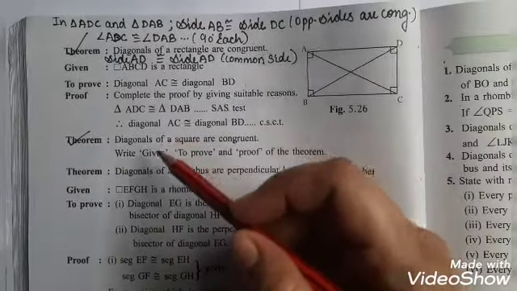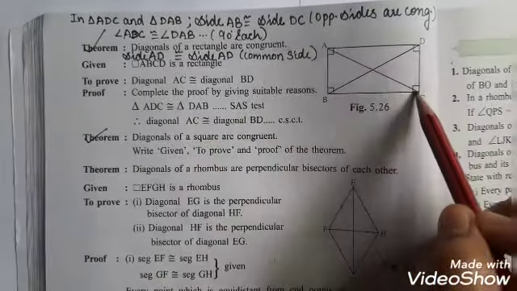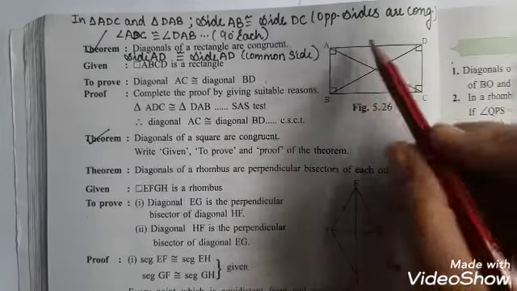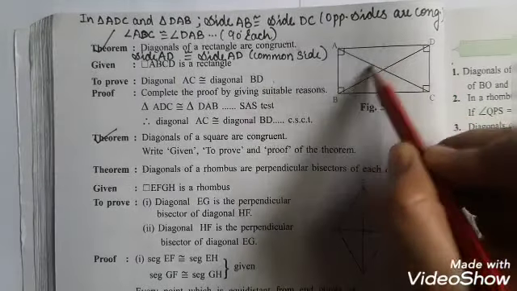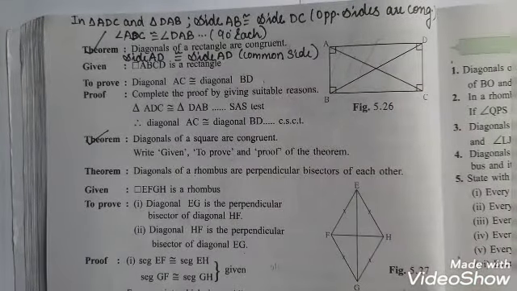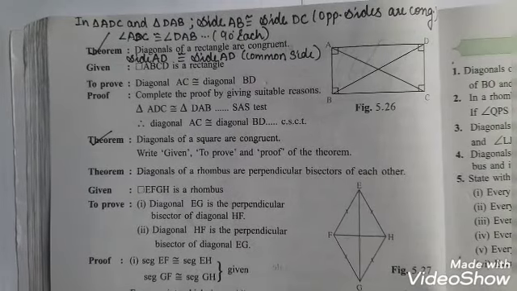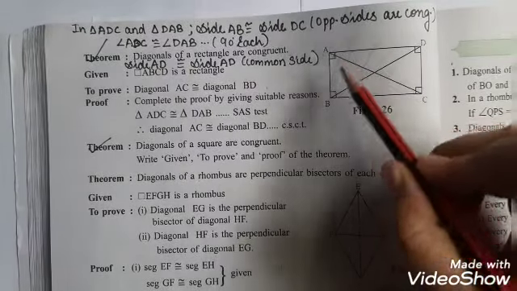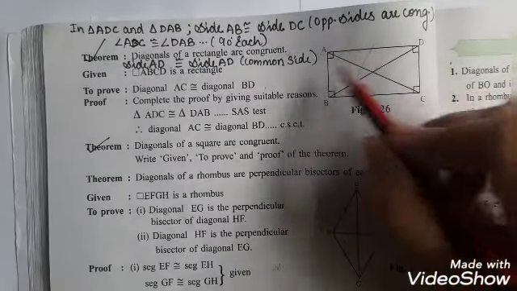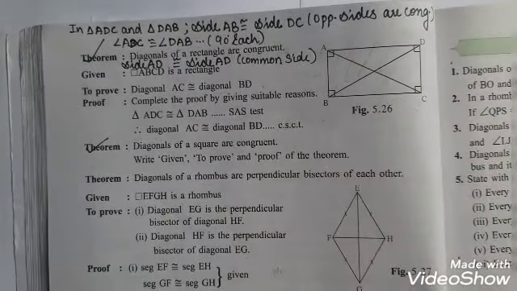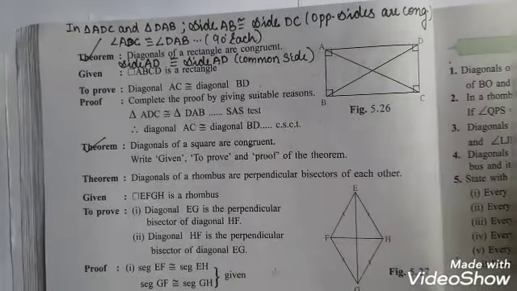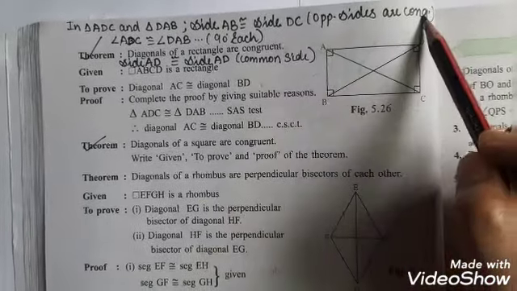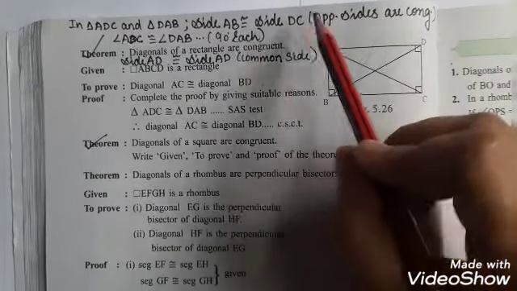So I take two triangles, ADC and ADB. Okay, these two triangles have been taken. Now in triangle ADC and triangle ADB, AB and CD are the opposite sides of the rectangle, and the opposite sides of a rectangle are congruent. So AB is congruent to side DC, opposite sides are congruent. You have to mention the reason why they are congruent.